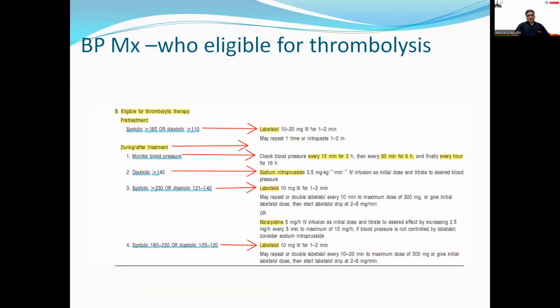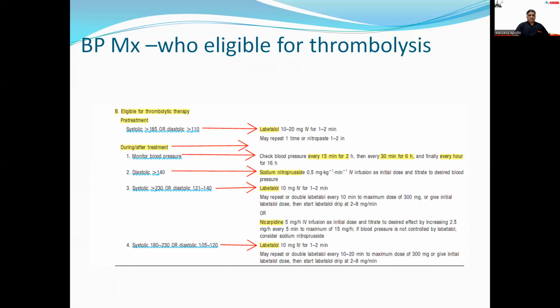So, coming to BP management for patients eligible for thrombolysis, try to maintain the blood pressure. If blood pressure is more than 180 mmHg systolic or 110 mmHg diastolic, use labetalol 10 to 20 mg IV bolus, monitor blood pressure every 1 to 2 minutes, and repeat the bolus until you get the desired blood pressure. During and after thrombolysis treatment, monitor the blood pressure: check every 15 minutes for 2 hours, every 30 minutes for 6 hours, and every hour for the remaining 16 hours.